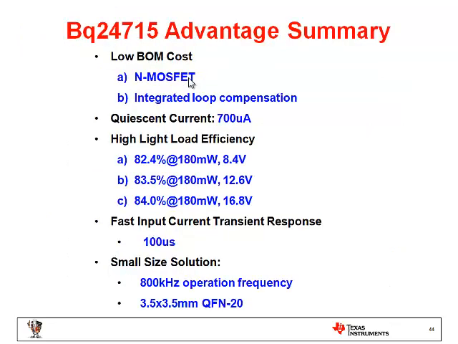And these are the main advantages that we have. For example, it is a low BOM cost, it uses all NMOS, and it has integrated loop compensation. It has a low quiescent current and high light load efficiency. The quiescent current listed here is the maximum value, and typically it's 500 microamps. It has fast transient and a small size solution. It has 800 kilohertz frequency operation, which allows you to choose a smaller size inductor, and it has a 3.5 by 3.5 small footprint 20 pin QFN package.